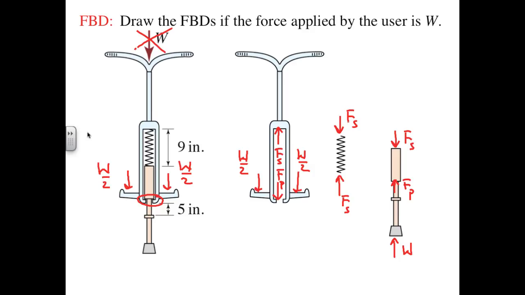Note that if we reassemble all these pieces back into the pogo stick, we're going to get a cancellation of equal and opposite forces between the various components. And what we will be left with then is half the weight on each footrest and the total weight reacted down here at the bottom of the pogo stick. So in these free body diagrams, the weight is some arbitrary value, and F sub P represents the force between the piston and the pogo stick housing.